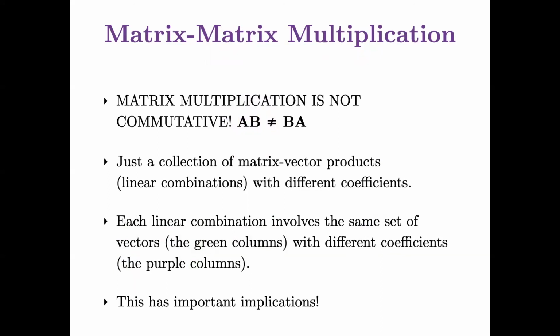Matrix multiplication is just a collection of matrix vector products with different coefficients. Each linear combination involves that same set of vectors, those green columns, with different coefficients. This is just summarizing what I said on the last slide. And this has important implications, as I tried to allude to.